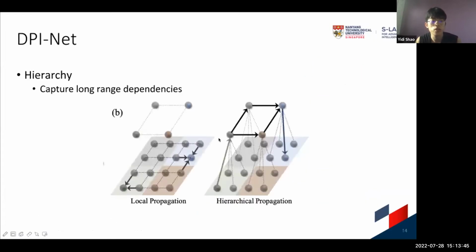Another contribution of DPINet is a hierarchy structure. Since the network can only infer particle states from neighbors, it's hard to capture long-range dependencies. Thus, the hierarchy structure is designed to solve this problem. I won't go too far here, so please refer to the original paper for more details.